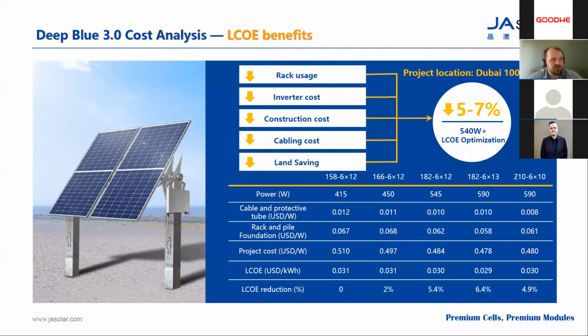Here's just a bit more information going into detail on levelized cost of electricity benefits of implementing the larger modules. So here you can see a specific project in Dubai for 100 megawatts with the relative cost definitions per module capacity. The levelized cost of electricity overall reduction from the 158 cell to the 210 is the bottom line, which you can see the 182 millimeter cells are essentially the sweet spot for a project of 100 megawatts, for example.